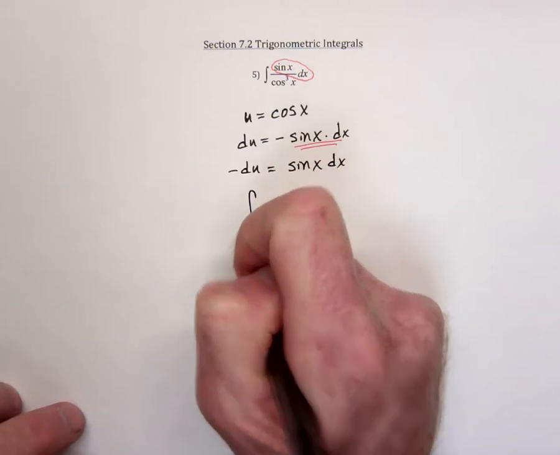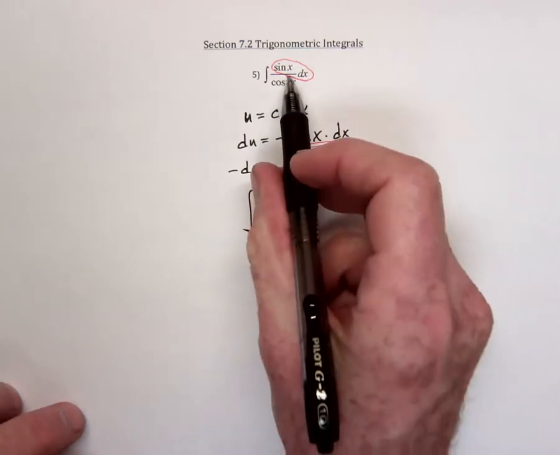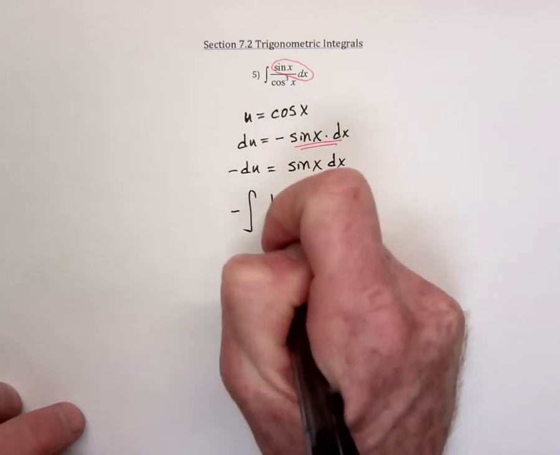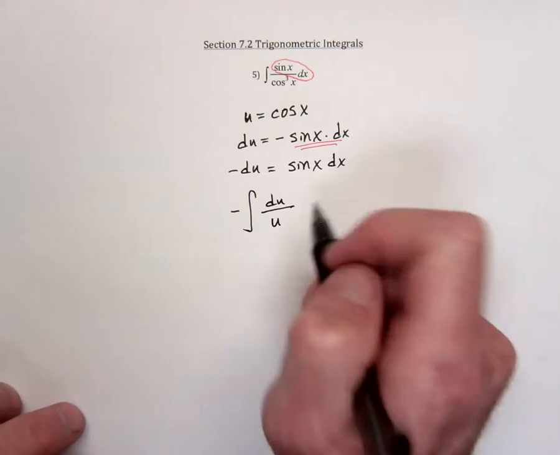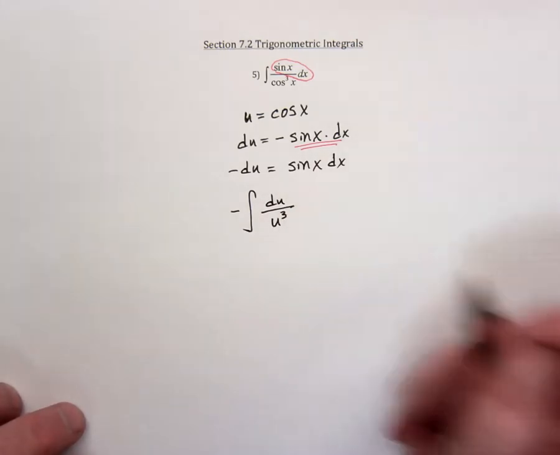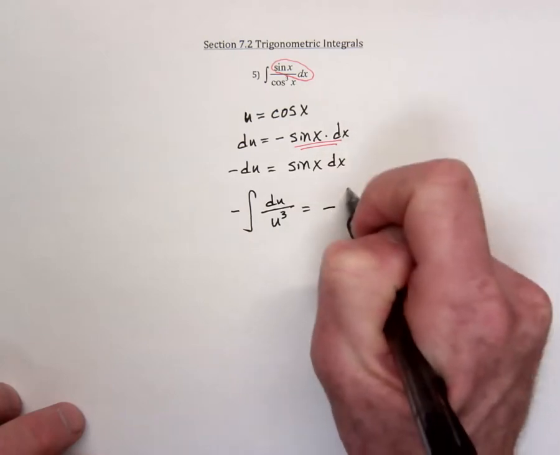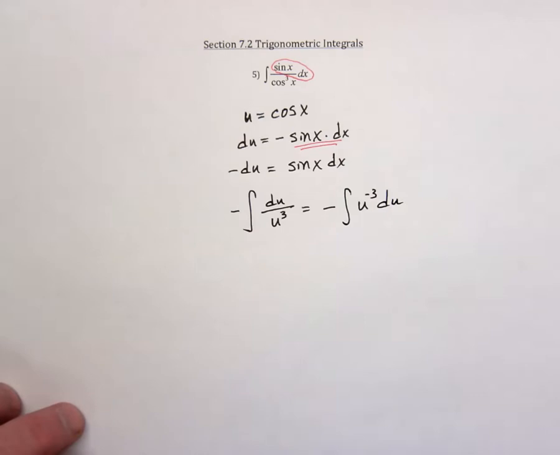So it's going to be integrate. The top is going to be negative du, but the negative I'll just factor out. And the bottom is cosine cubed, so that's u cubed. And then if we just rewrite this as integrating u to the -3, then you can use the power rule for integration.